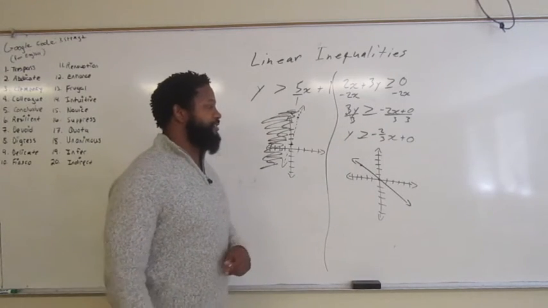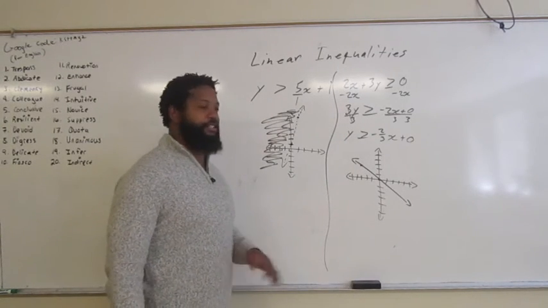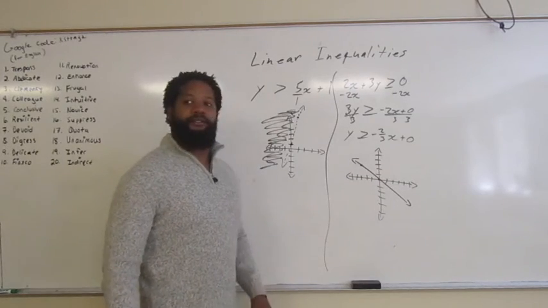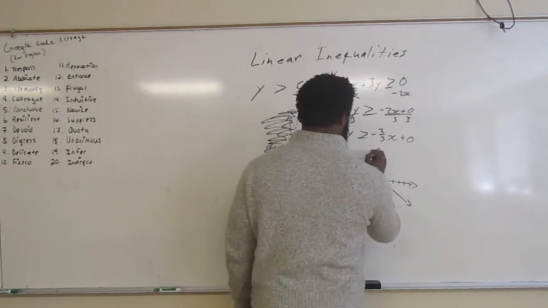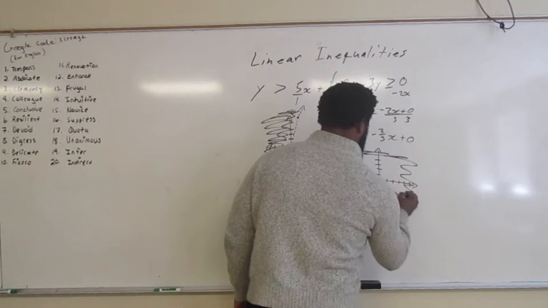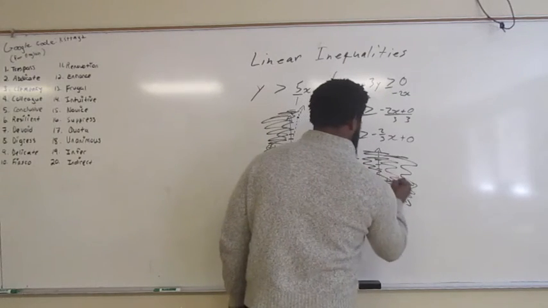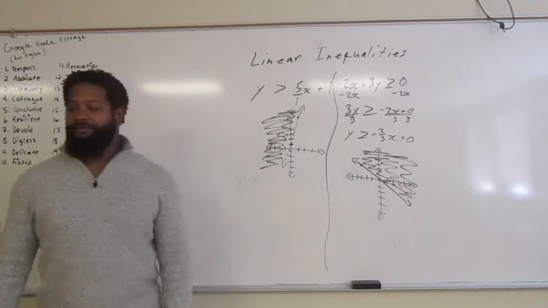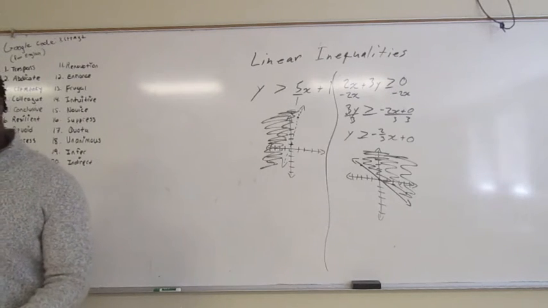Y is greater than. So which side does the shade go on? This side or that side? Right side. Yes. Boom. Okay? Easy peasy. That was number 5.